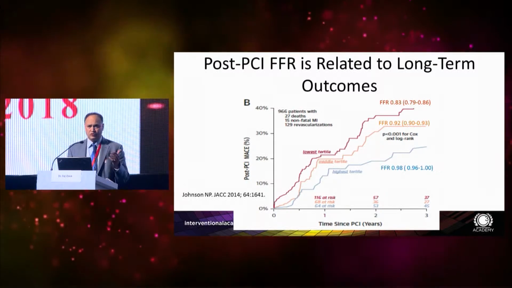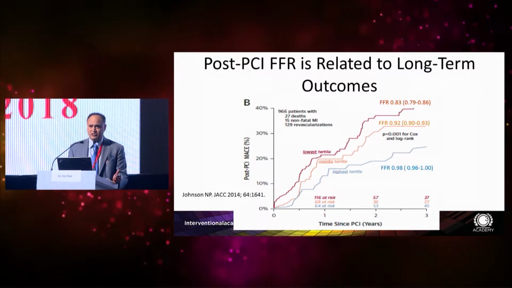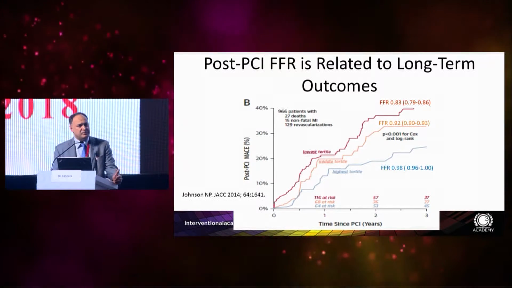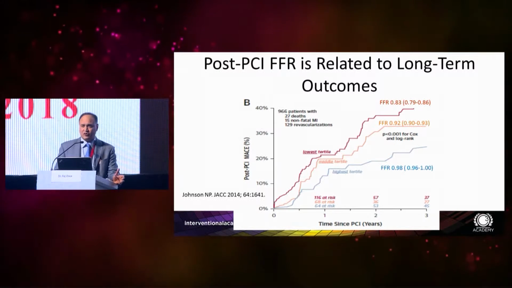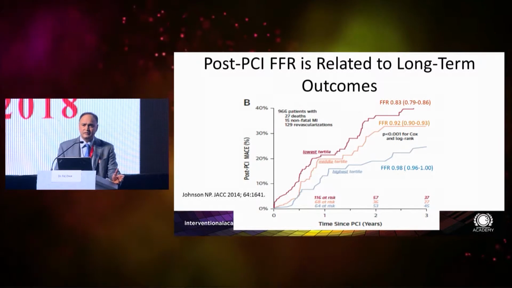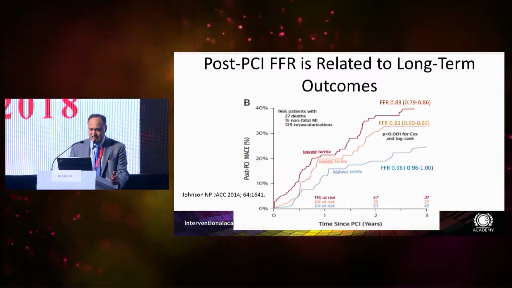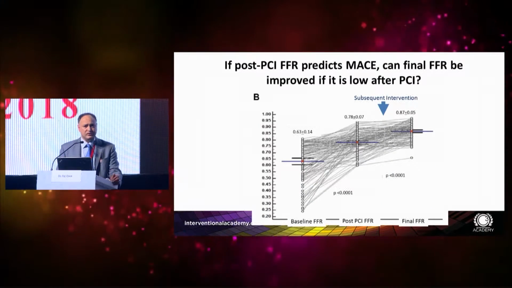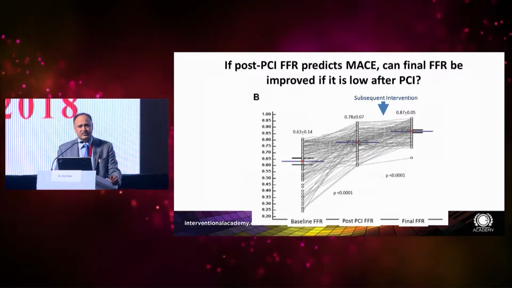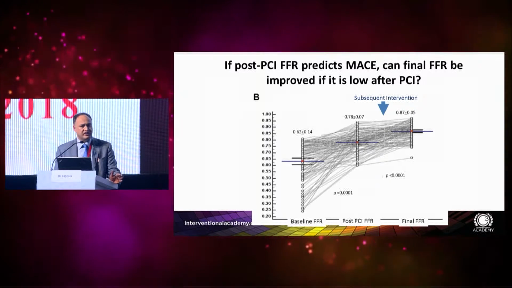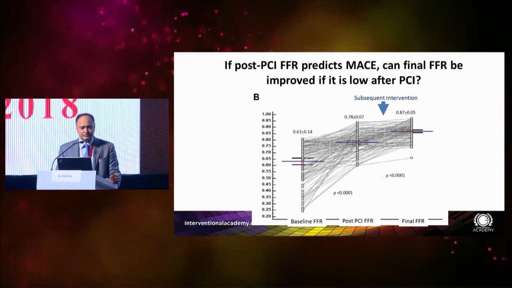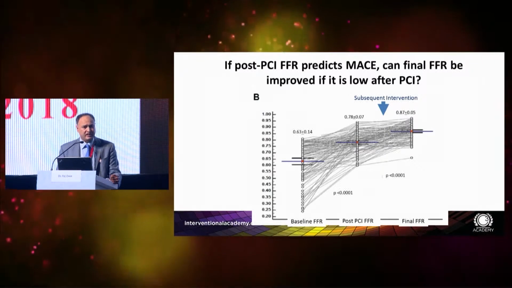Certainly, doing an OCT type examination on those patients will add remarkably valuable information, because a lot of these patients might have edge dissections that can also be responsible for low FFR. You may have underexpansion of the stent, you may have malapposition of the stent that should be corrected. It has been shown that an additional intervention in 30% of patients will increase FFR value, as shown in this study in a post-PCI situation.